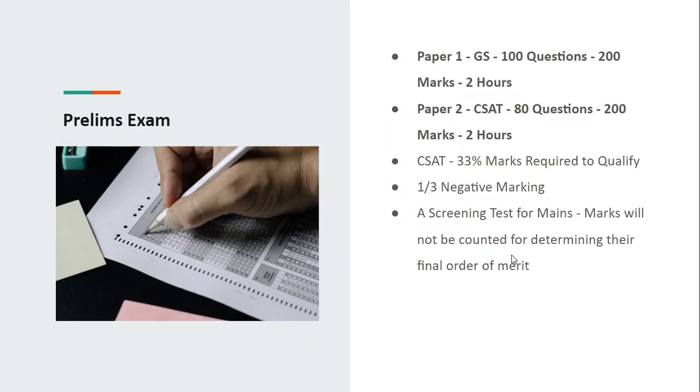So prelims exam is basically a screening test for the mains examination. Whatever marks you get in the prelims will not be counted for the final order of merit, on the basis of which you will be allocated to a specific service. So basically it is a gateway to the mains exam. Every year, basically 5 to 6 lakh people appear for the prelims examination, out of which only 10 to 12,000 aspirants are able to clear this exam and appear for the next round, that is the mains examination. Question papers will be set both in Hindi as well as in English.